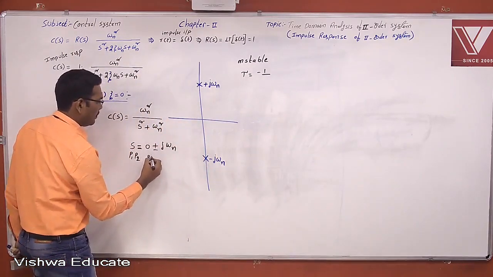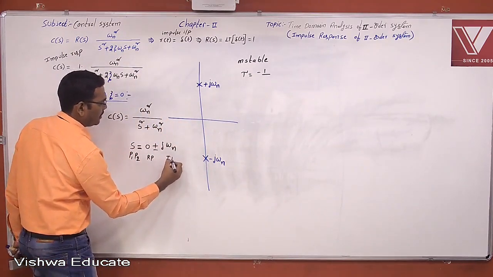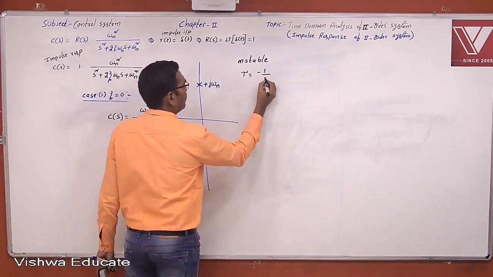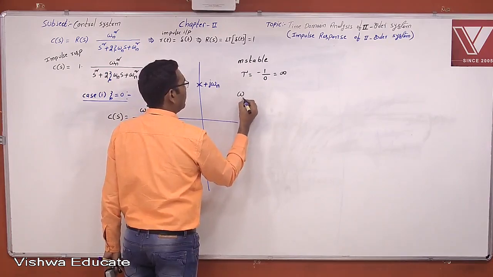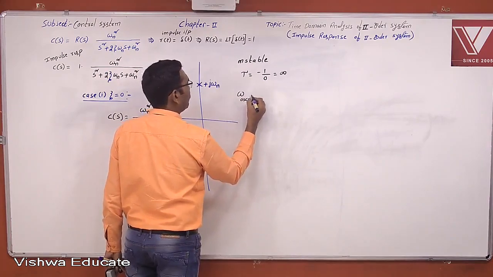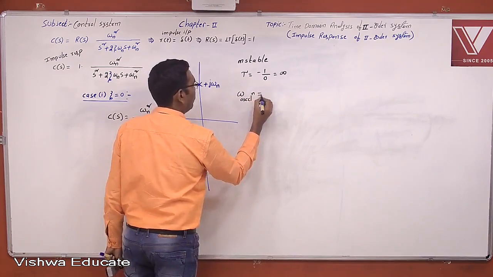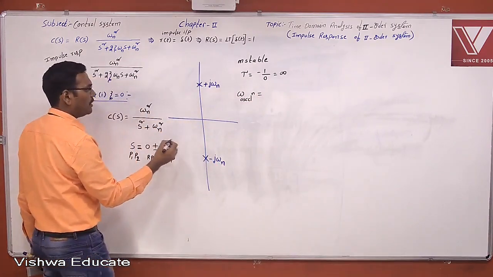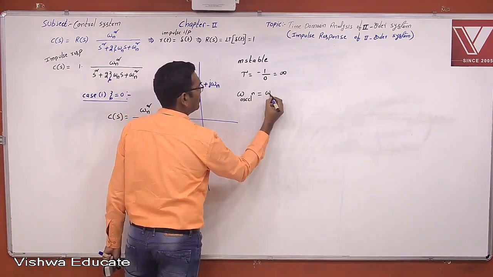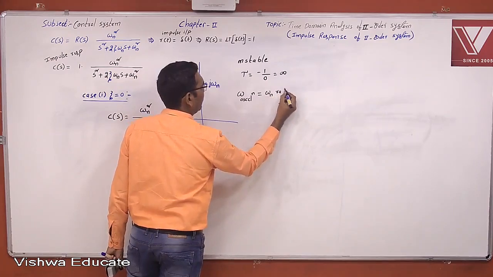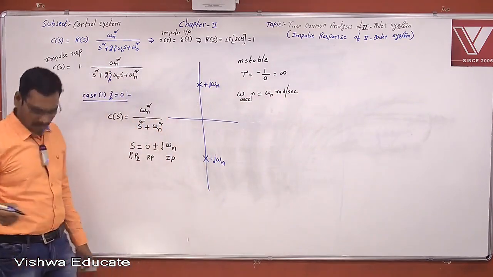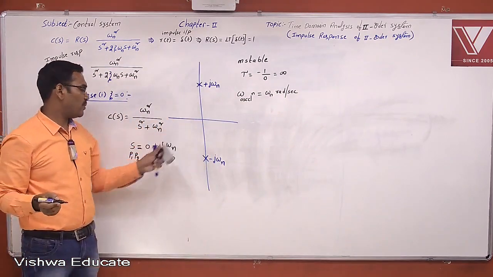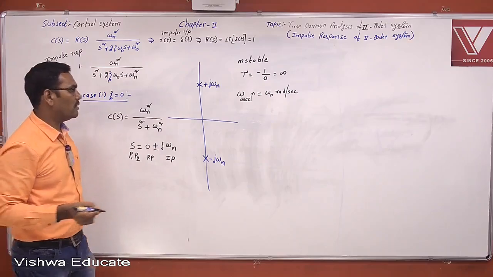This is the real part and this is the imaginary part. No real part, therefore minus 1 by 0, time constant is infinity. The imaginary part will give the frequency of oscillations, which is equal to omega n radians per second. This is the frequency of oscillations present in the response, which is omega n radians per second.